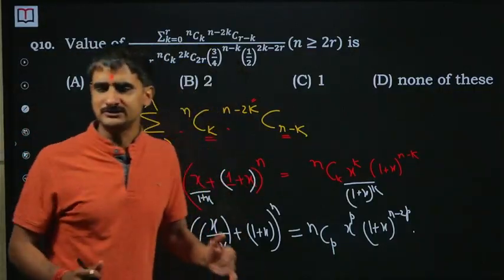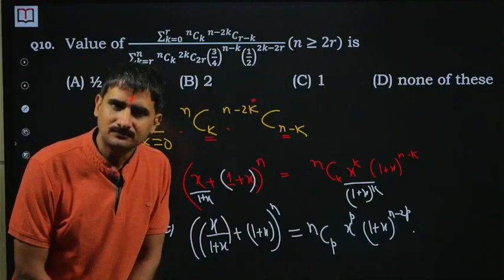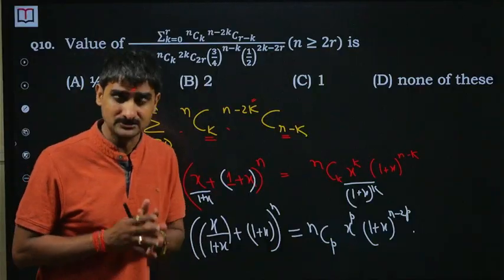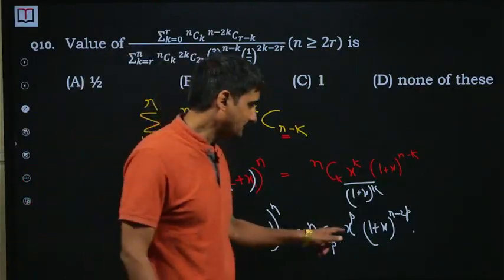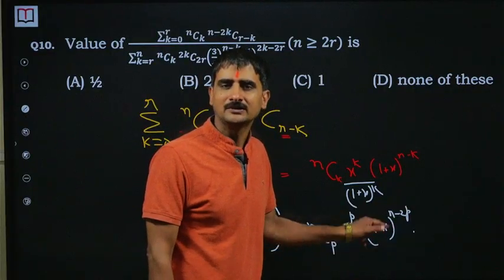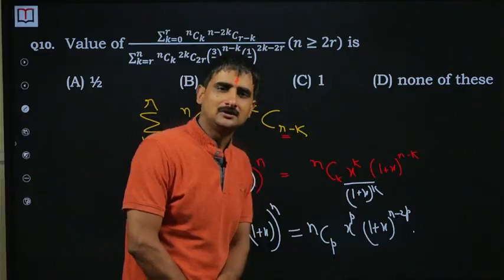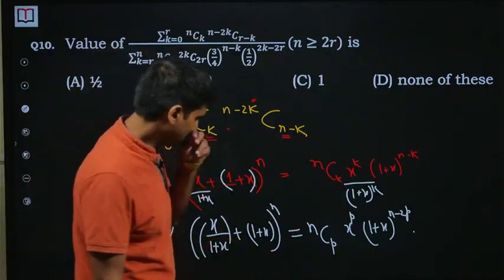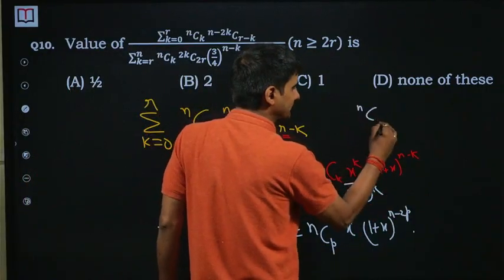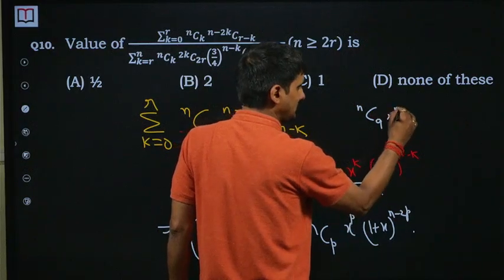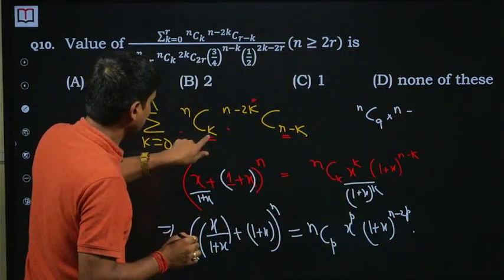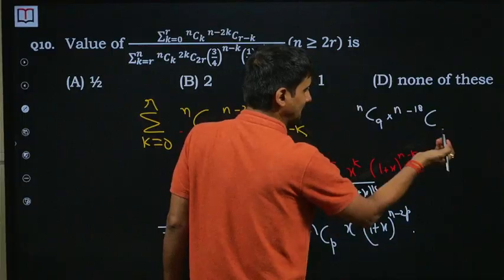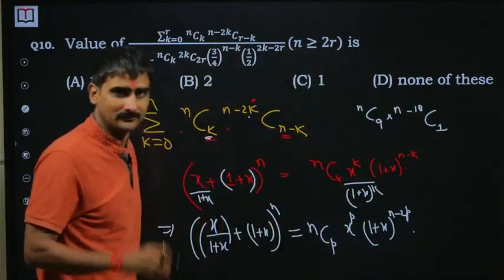Now, whatever coefficient we need, the sum of all the terms for the coefficient of x raised to the power 10. So if we have 9, we need 1 here. So n minus 2p, when it is 9, is n minus 18 c1. So it will be nc9 and then n minus 18 c 10 minus 1, so c1, because n is r.